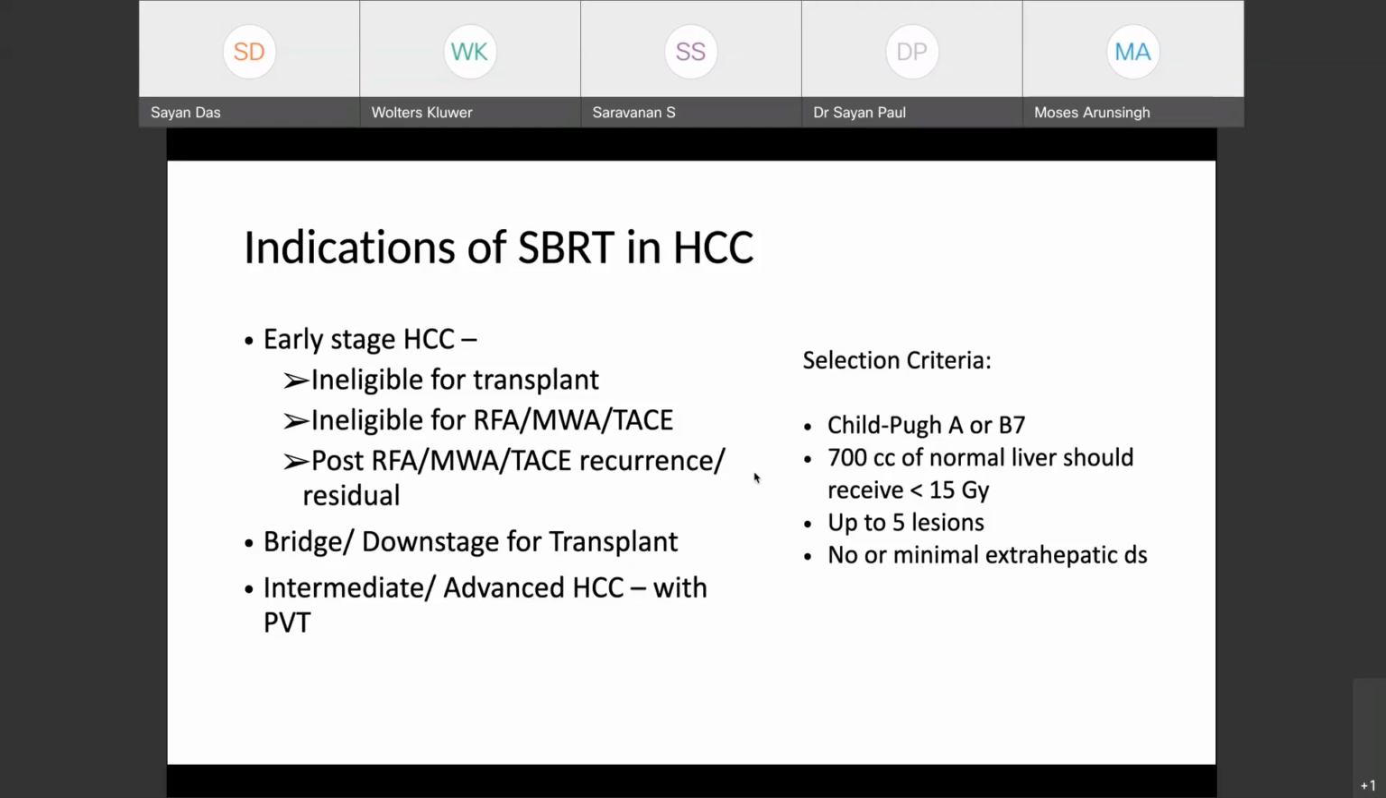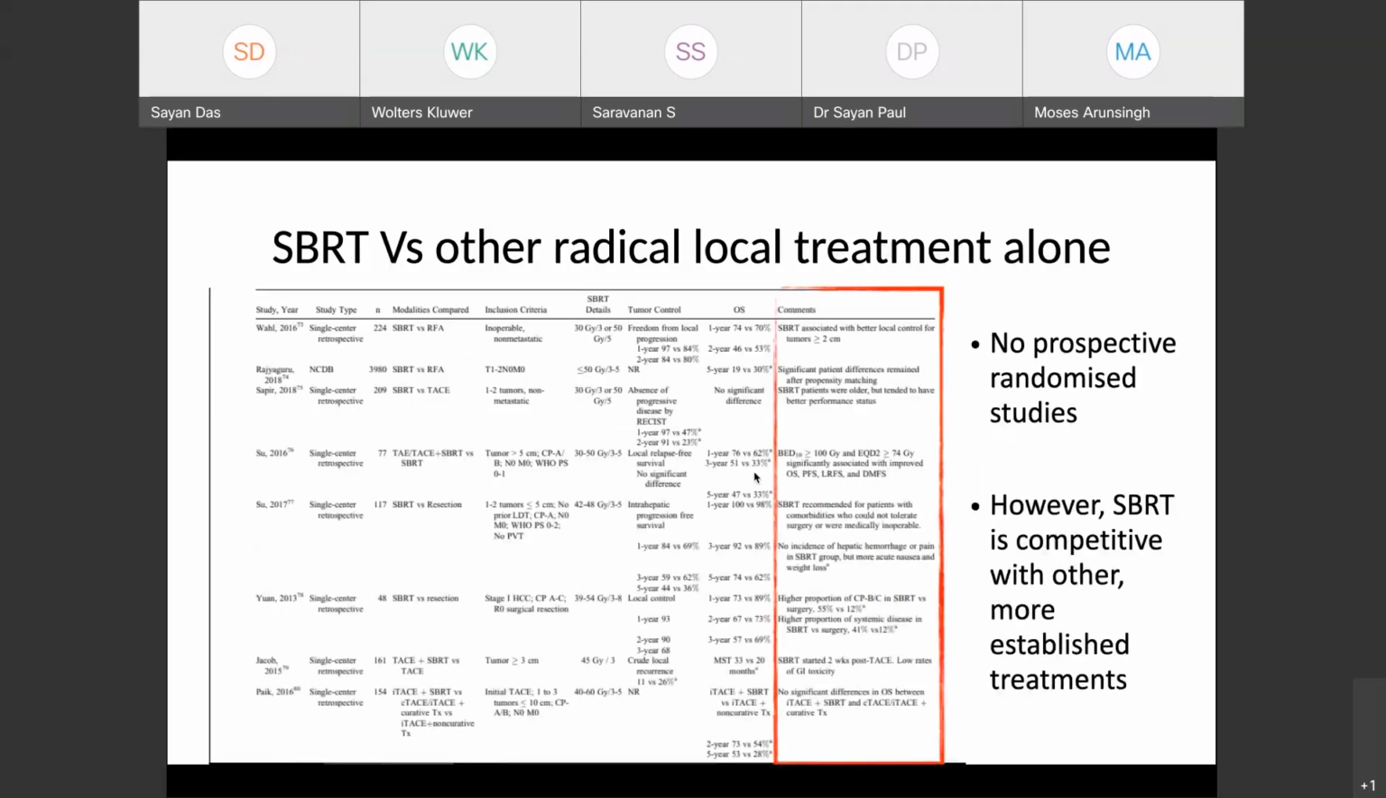Now, the common selection criteria for SBRT is that we usually consider Child A patients and some selected B7 patients. We must remember that around 700 cc of normal liver should receive less than 15 gray. Up to 5 lesions, but again it depends on the size of the lesions, is usually fit for SBRT. Commonly, no extrahepatic disease should be there. However, some people consider that minimal extrahepatic disease in the form of, say, periportal nodes which are close to the target can still be included in our SBRT portals.